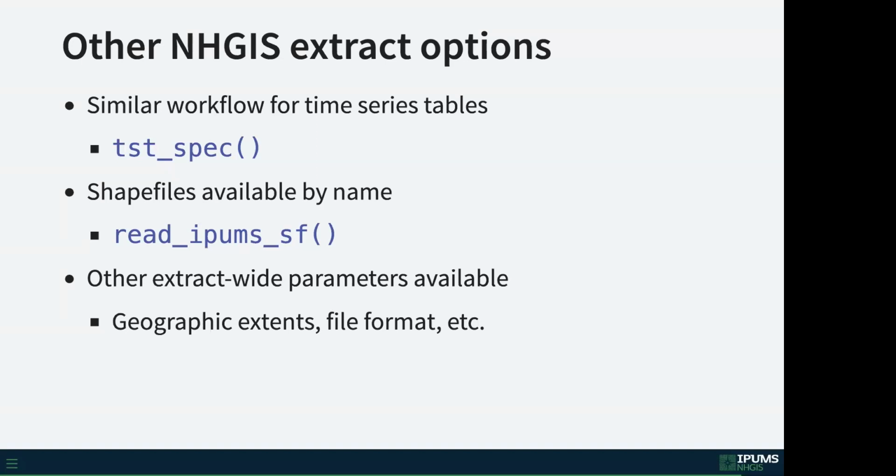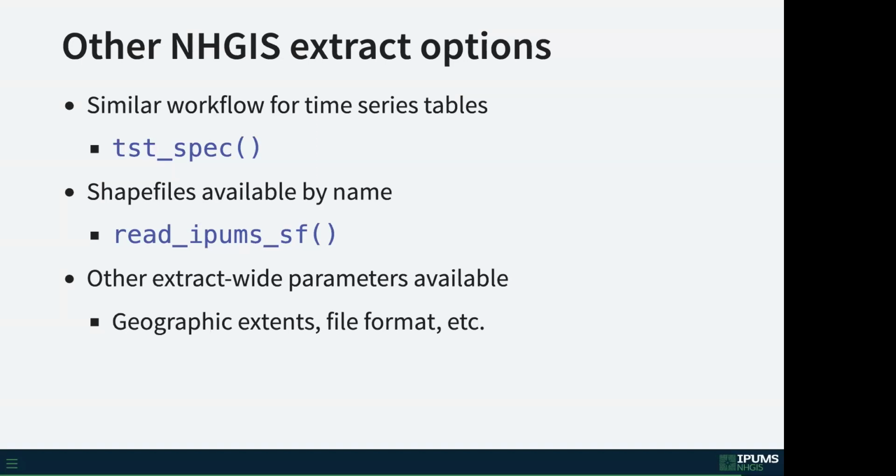And so previously, we did actually have an option to load tabular data and spatial data together and join them. We were worried that was a little bit error prone. Depending on the data in your extract, that could produce joins that were not valid. So now we encourage you to do that yourself. So you can load a shapefile with read_ipums_sf, load your tabular data with read_nhgis, and then join them yourself.